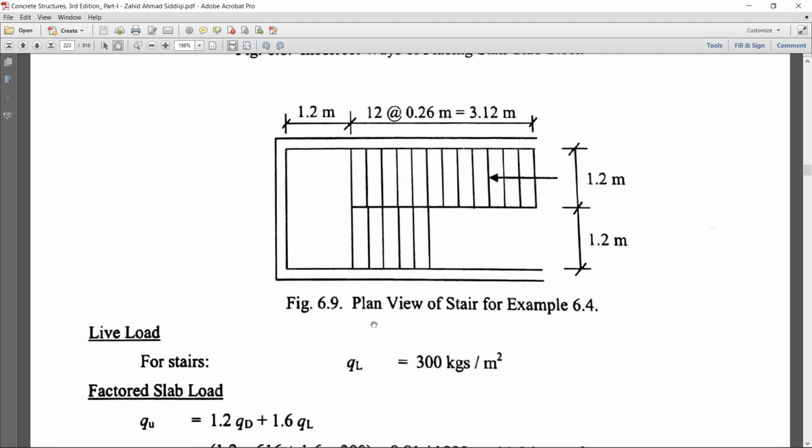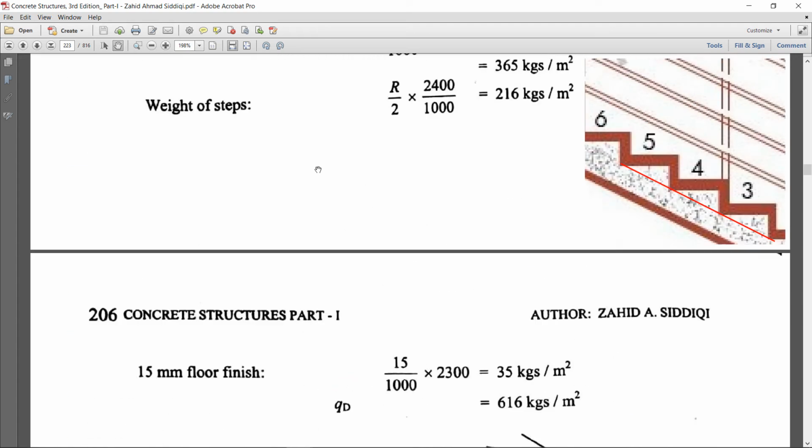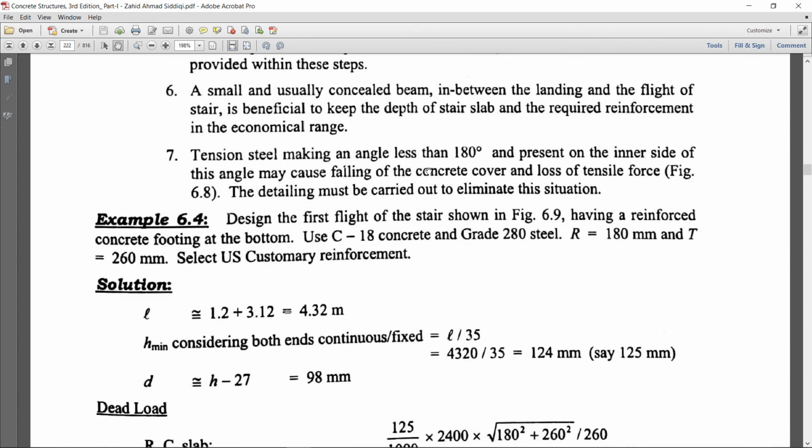Here is figure 6.9, plan view of stair, for example 6.4. We will go upward. In this example, the design of one flight means from this end to this end, not from this end upward. Only one flight design is shown. Again coming to the statement.